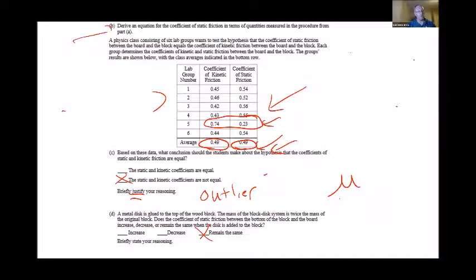Now, they also took a different answer here. They also took decrease in their scoring guidelines. How could that be true? And by the way, the best answer is the one he just gave. That's the one that you ought to give. But how do you think they justified taking decrease? What did you have to say in your reasoning to make decrease work? Anybody have an idea?